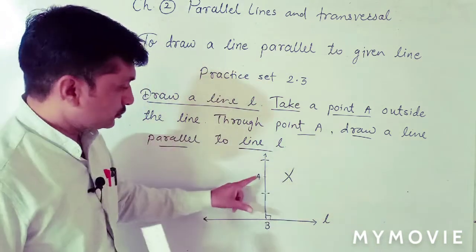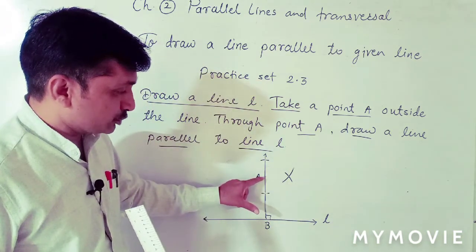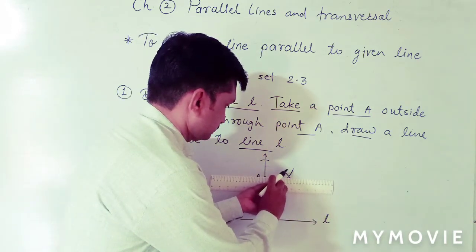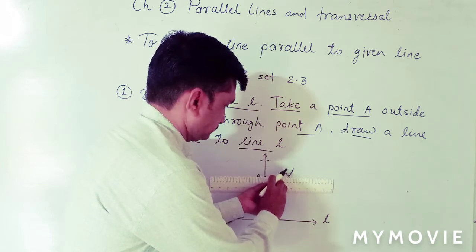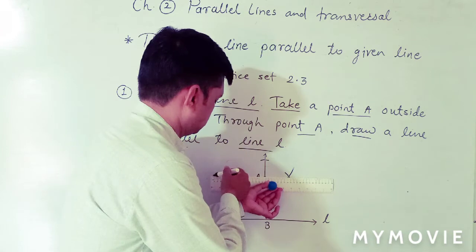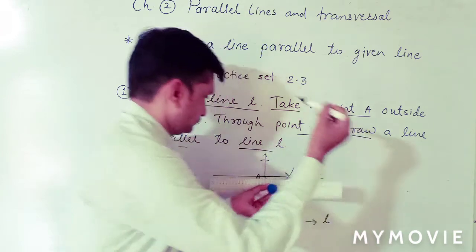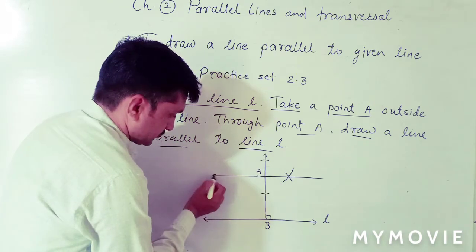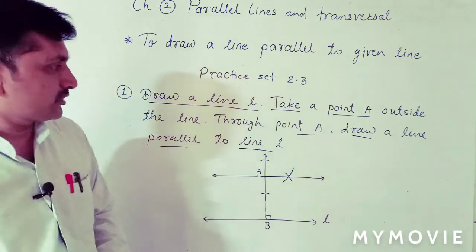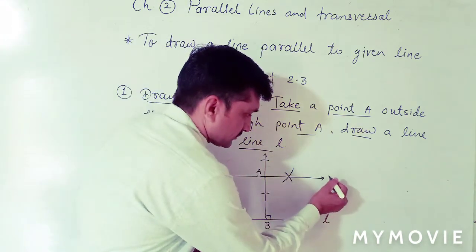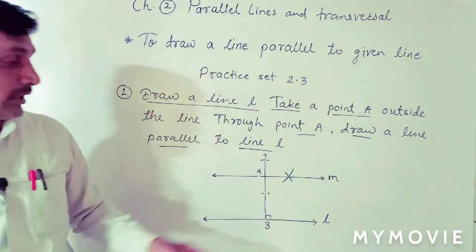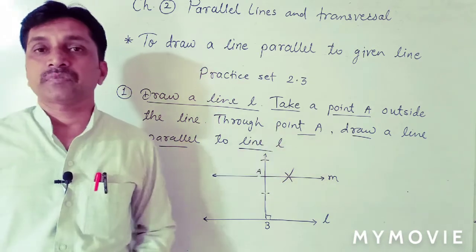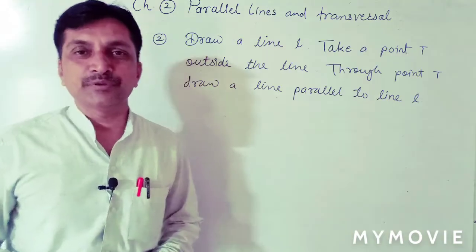Using the scale, now draw a line passing through A and this intersection point. See, I give the name here. It is a line. The name is not given in the example. You can give any other. I give here M. And now this is the line M parallel to L passing through point A. Construction is over.